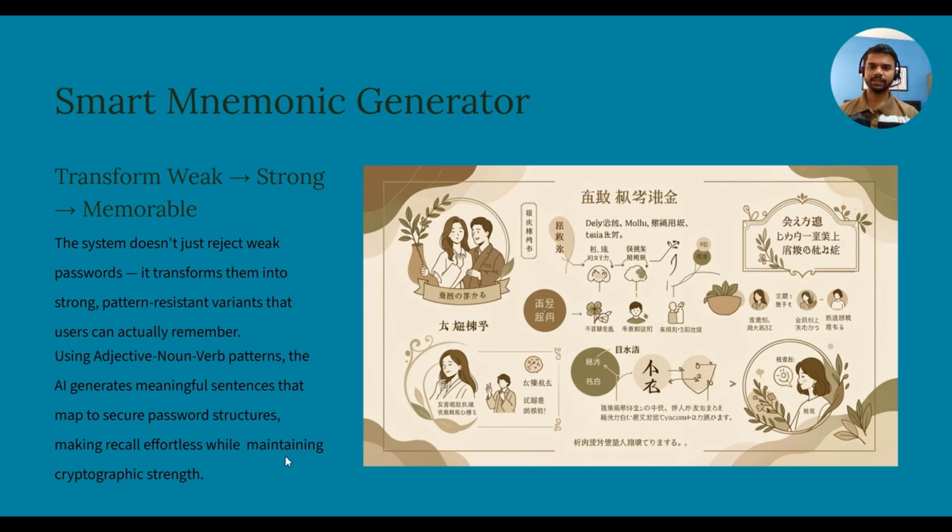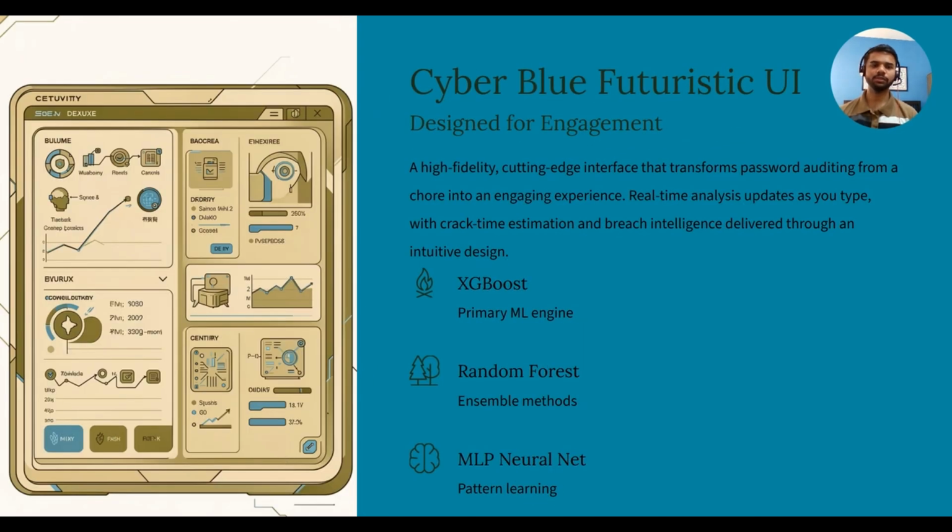Now let's move to the next slide. This slide talks about real-time analysis that updates as you type, with crack time estimation and breach intelligence delivered through an intuitive engine, which means that if you generate a strong password, it will also tell you how much time it will require to crack it. So let's say for example, you create a very strong password and the crack time estimation is 10 years. So instead of using that password for life, you can simply change the password after a few years so that your data stays secured.